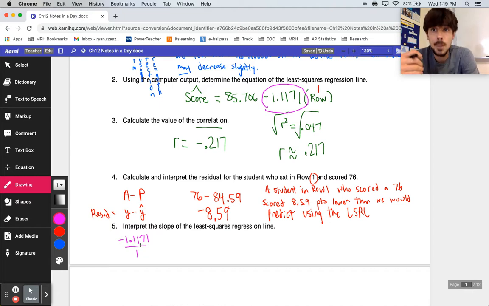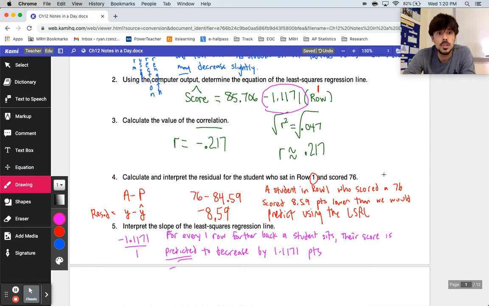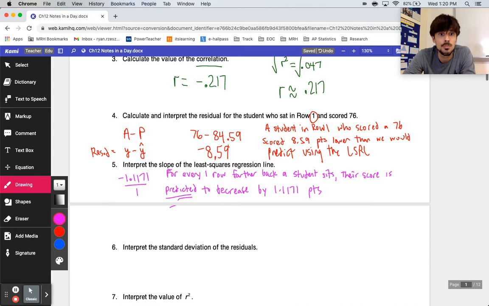So what I would say in my problem in context: for every 1 row further back a student sits, their test score is predicted, put that word in your interpretation, to decrease by approximately 1.1 points. All right, so there is our script written out for the slope of your LSRL.